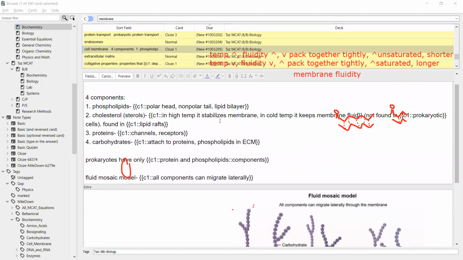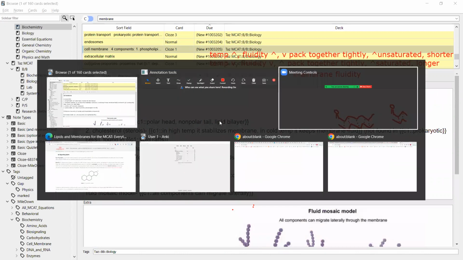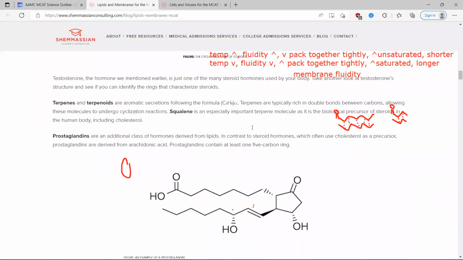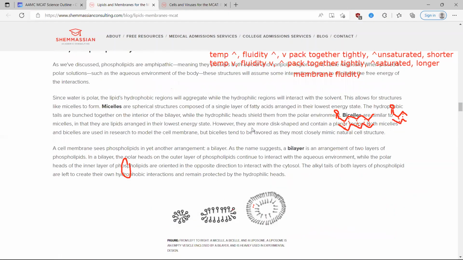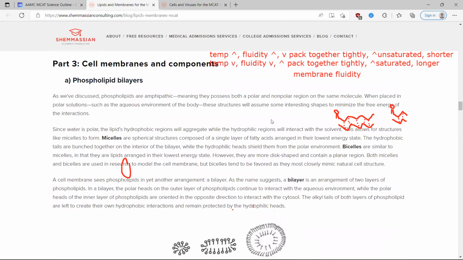Yes. So before we move on, now we're going to start talking about cells. Any questions about these lipids and their functions and all that before we start talking more about the membrane?